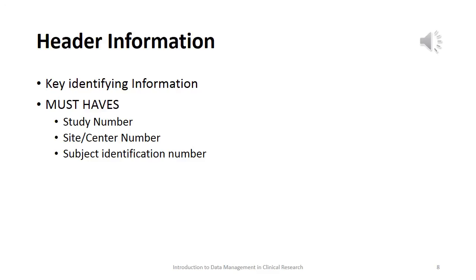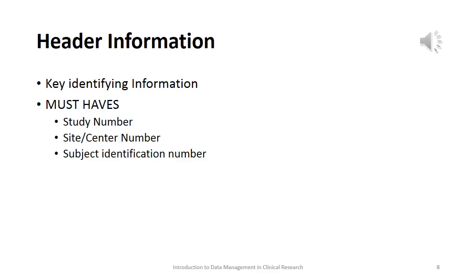Also, you would have the site number. This would be the clinical site that the patient goes to for their visits, and you either have a site or a center number on there. And then you would also have the subject identification number. We may refer to this as a CRF ID. But this would be a number that identifies that unique patient that's enrolled in our trial.